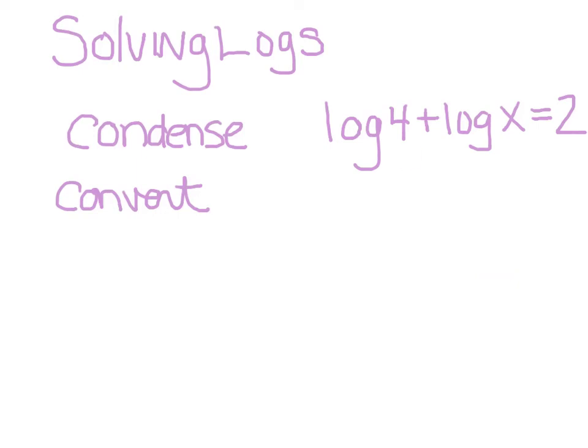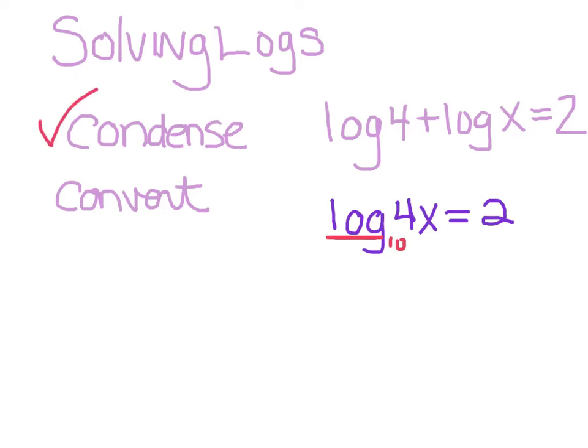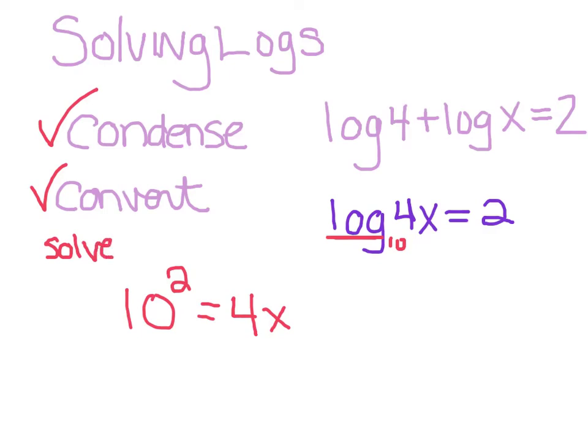So in this problem, you would look right here, that's addition. And I would think to myself, well, addition becomes multiplication, so I'm going to condense this to log of 4x equals 2. And then I'm going to remember that because this is a common log, it has an invisible base of 10. So I condensed. Now I'm going to convert. This is 10 squared equals 4x. And then you're just going to use rules of algebra from there. Condense, convert, solve. So 100 is equal to 4x, and 25 is equal to x.